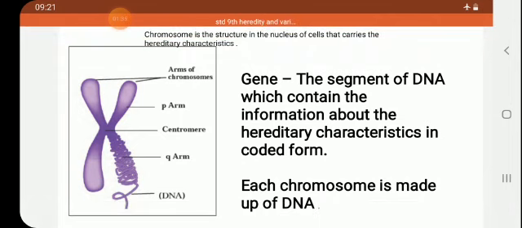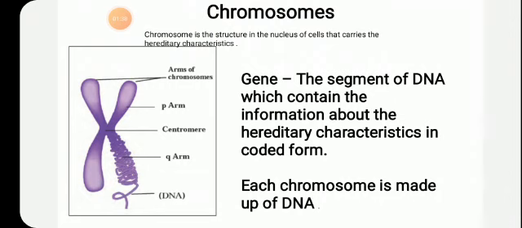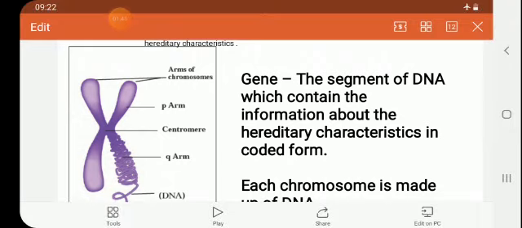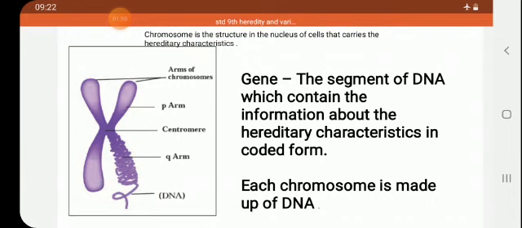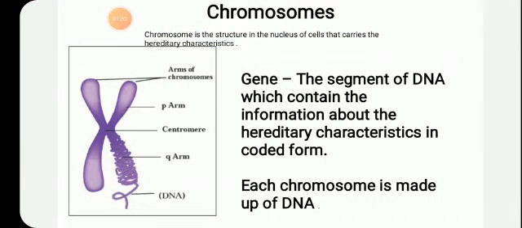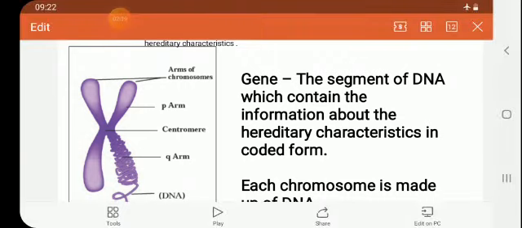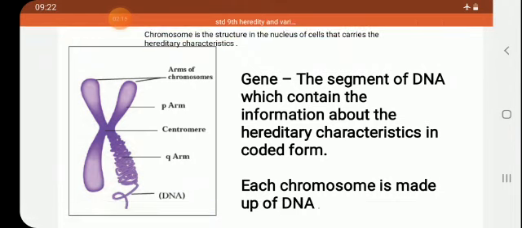What is DNA? DNA is a segment of a chromosome. Each chromosome is made up of DNA. A small part of the chromosome is a DNA. Are you clear? And what is a gene then? A segment of DNA which contains the information about the hereditary characteristics in coded form. So, the chromosome is made up of DNA, and if the DNA carries the information about the hereditary characteristics in coded form, it is a gene.